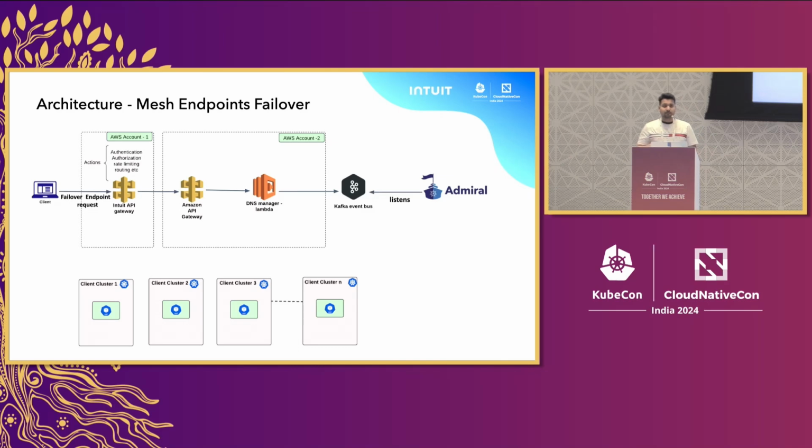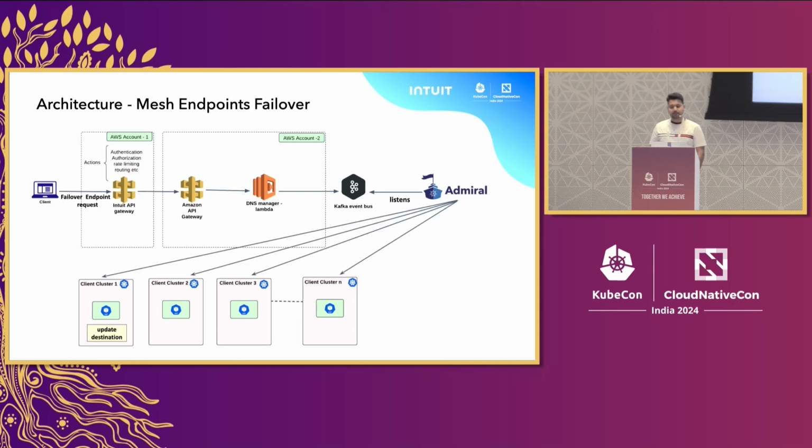Now our open source contribution, the open source component Admiral, comes into the picture, consumes the messages, and updates the configurations for those different clients. Admiral is responsible for updating all those configurations at scale without any manual intervention. It updates the destinations, and the virtual service in Istio gets updated here, and that's where one endpoint is failed over to the other endpoint in the other region.